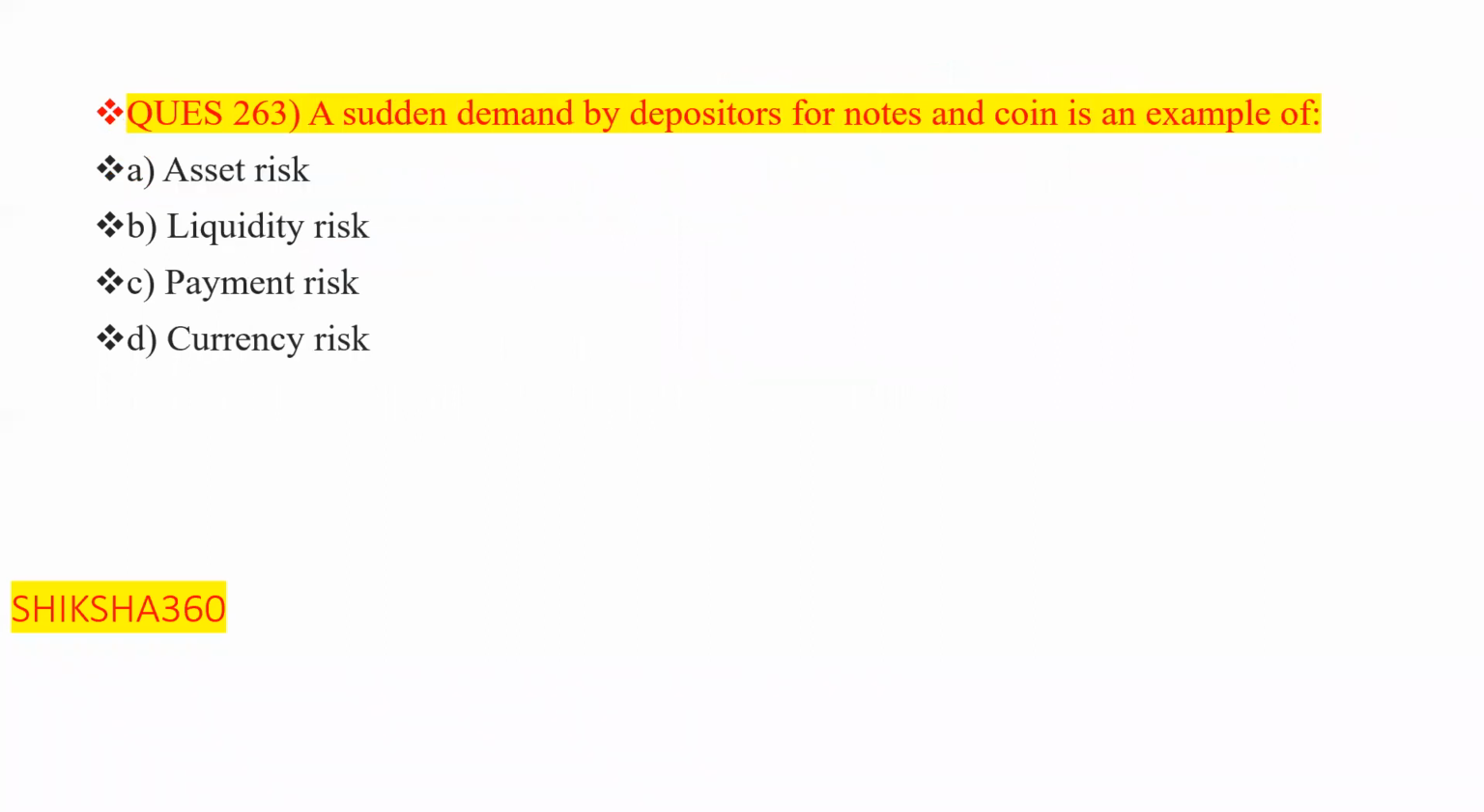Last question of today's session. A sudden demand by the depositors for notes and coins is an example of: asset risk, liquidity risk, payment risk, currency risk. Very easy question. So the correct answer is option B, that is liquidity risk.